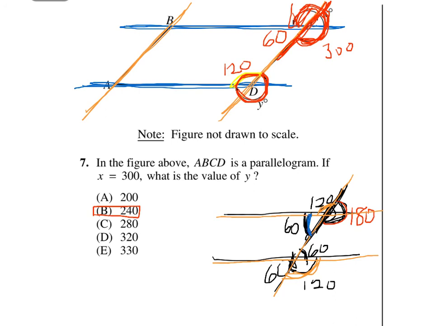Now, the blue angle plus 120 has to be 180 because together they form a line. That means this blue angle has to be 60, which has to be the same as this blue angle and this blue angle. Finally, 60 plus 60 plus 120 is 240. And there you have it, two different ways to do the problem.